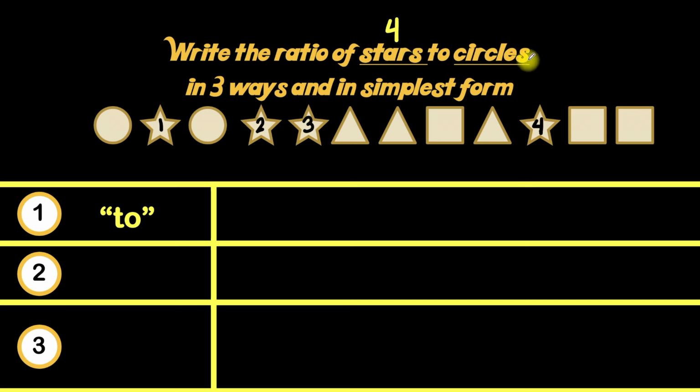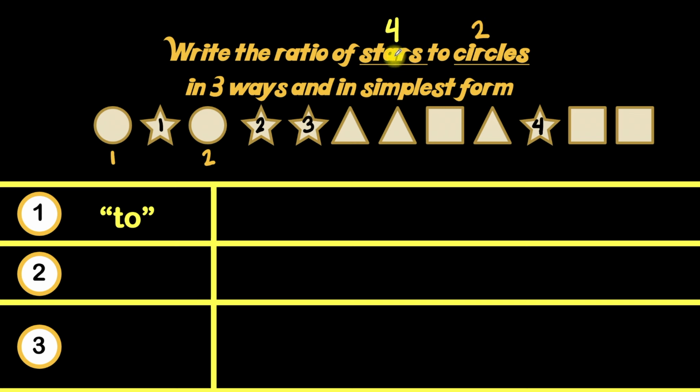The second term in our ratio, or the second thing we're talking about, is the number of circles. And how many circles are there in our group? Well, let's count them. We've got circle number 1, circle number 2, and no more. So, we only have 2 circles in this group.